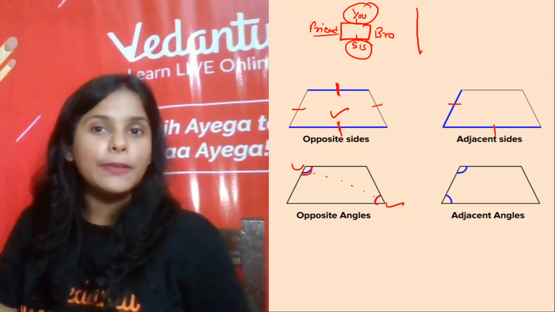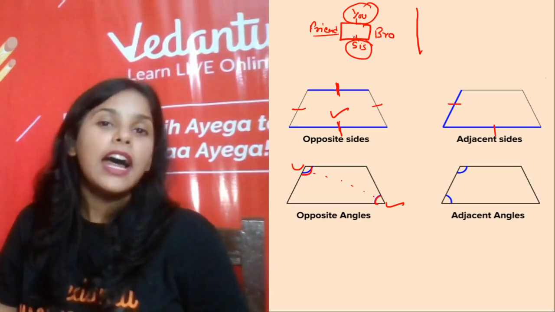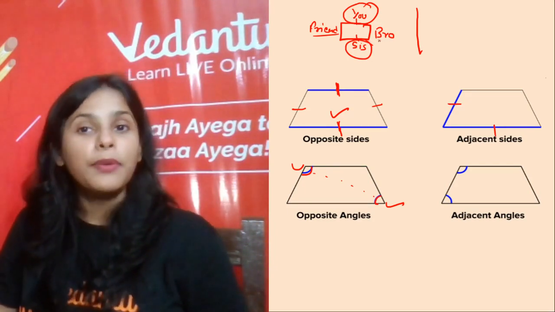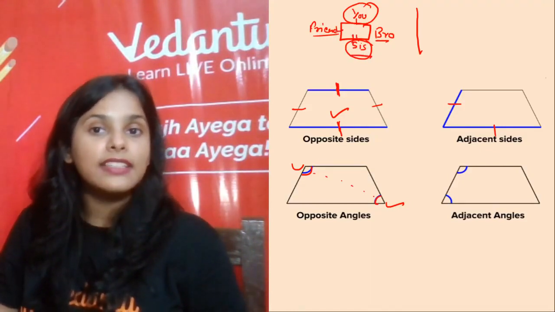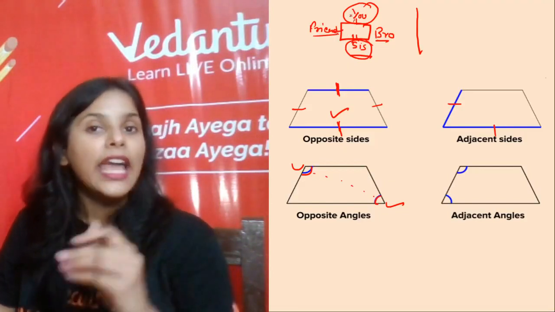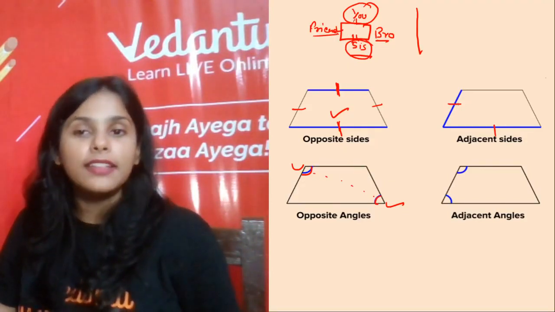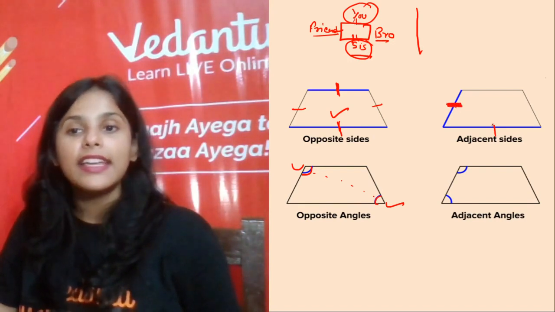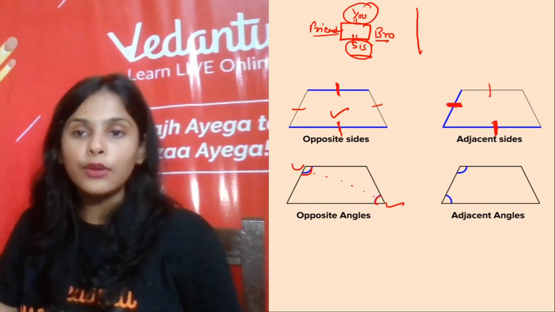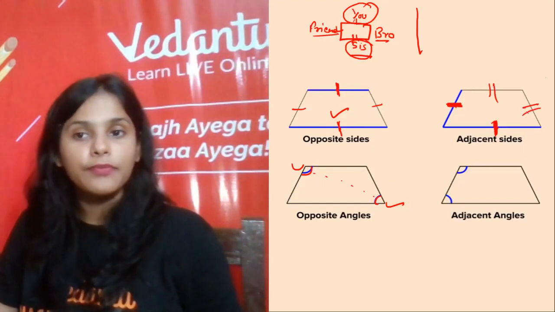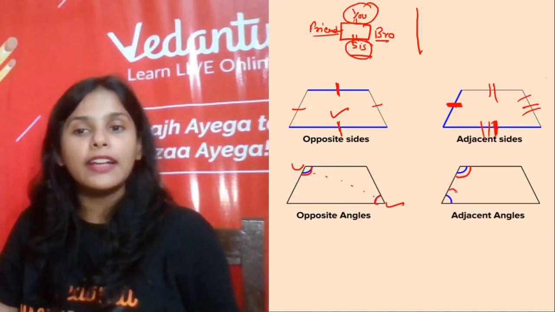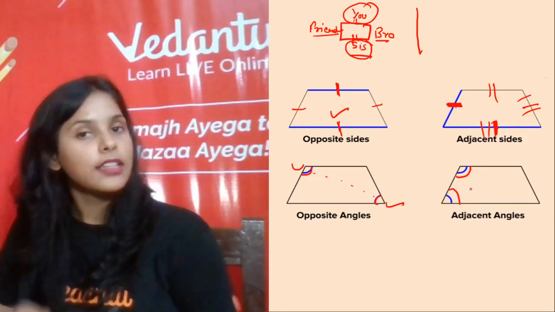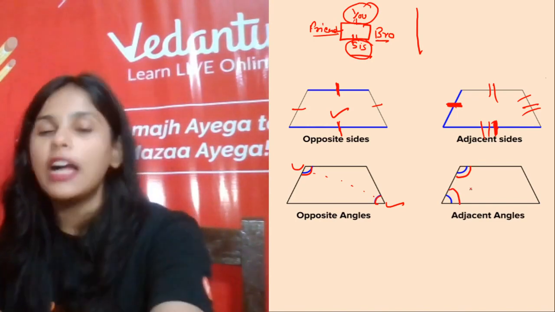Now come back to the dining table. You and your brother are adjacent to each other. Brother and sister are adjacent to each other. Friend and sister, you and friend are adjacent to each other, right? So like this also, here this side is adjacent to this side. Also, this side is adjacent to this side. This side is adjacent to this side. Right. Now in angles also, the ones that are neighbors are called adjacent angles. Now that this much is clear, let us move ahead.